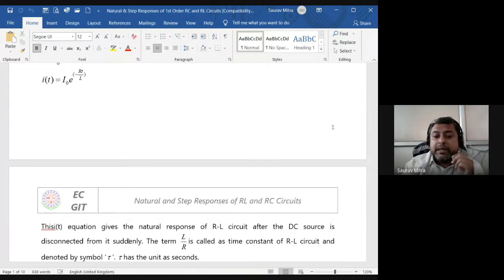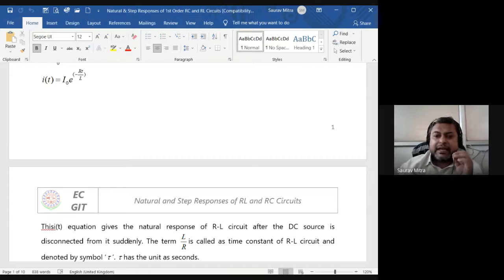Okay, so the term L by R is called the time constant of the RL circuit. So more is the value of R, less will be the value of L by R. Okay, so less is the value of L by R means it will take quite a lot of time for the system to fall to the ground.